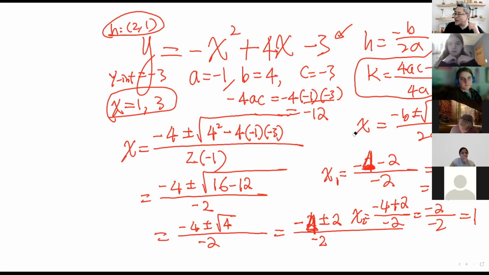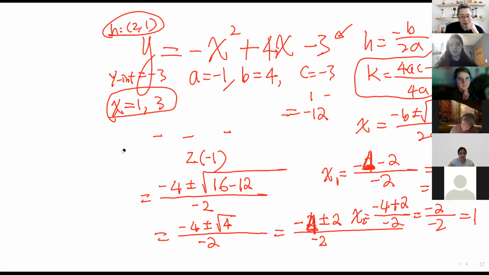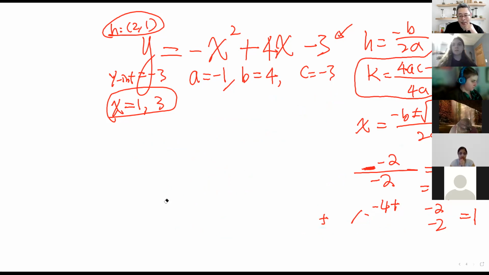Are we good? I think so, yes. Just need to keep an eye on my symbols. Make sure that when you're doing that number crunching, it's easy to make silly mistakes. So double check. Now, once we have that, then we can graph it.